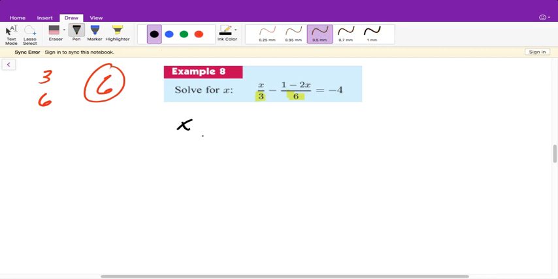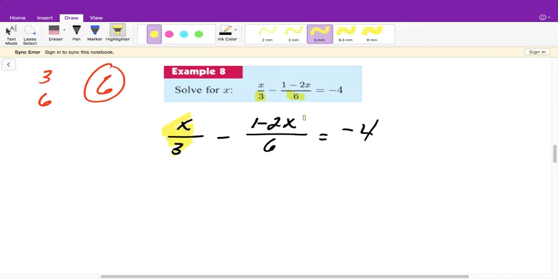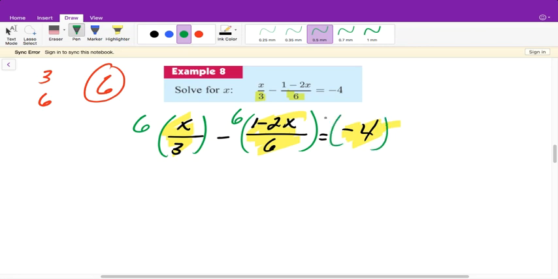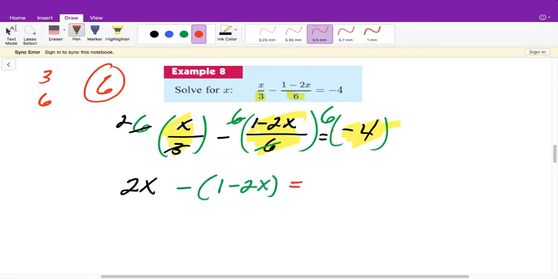Right? And then from here, what we have to do is we need to multiply every single term on both sides of our equation. Everything will get multiplied by our least common multiple. So we multiply this by 6, we multiply this by 6, and we multiply this by 6. When we do that, 3 goes into 6 2 times, so we're left with 2x. These two 6's cancel, so now we're left with minus (1 minus 2x). I'll explain why I put that in parentheses in a second. And then 6 times negative 4 is equal to minus 24.